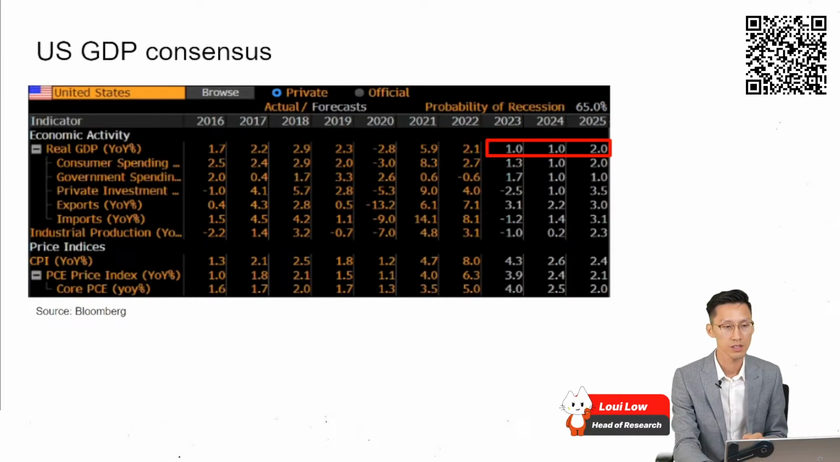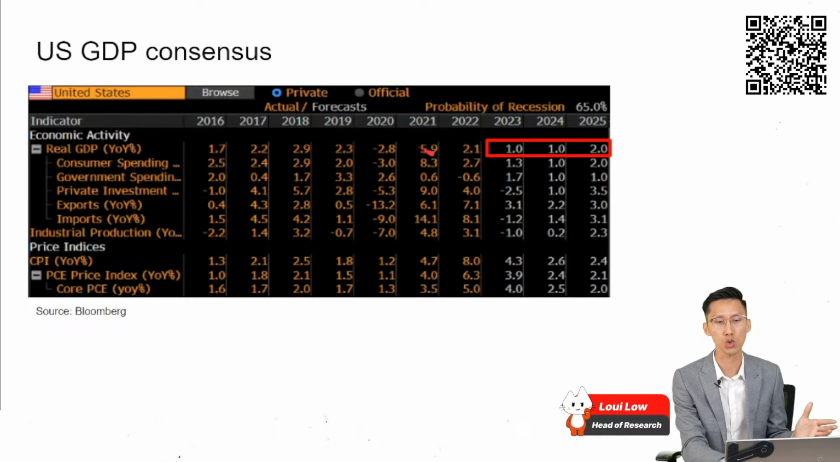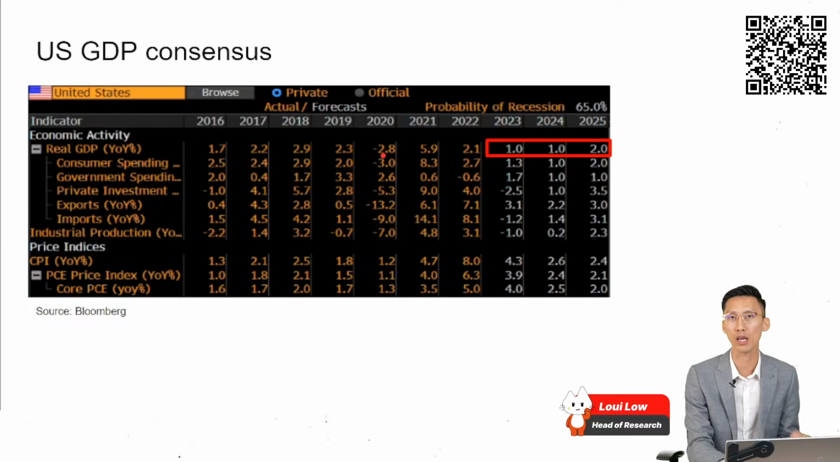Okay, so what about the economies? How do they think about the US economy right now? Based on the Bloomberg consensus, taken from Bloomberg, if you notice, throughout the period of 2016 until 2022, you can see that it has always been above at least 1.7% growth year on year. And 2020 was just a one-off event where it went into negative territory of negative 2.8%.